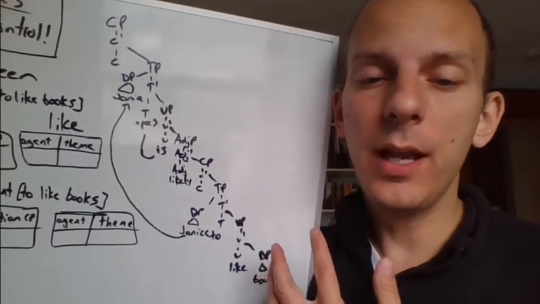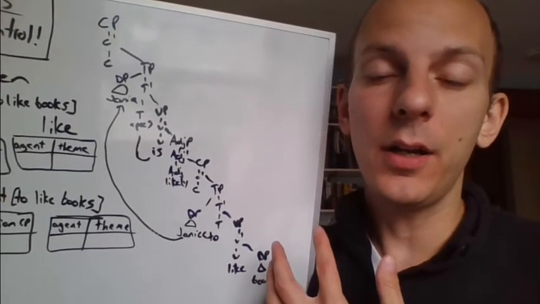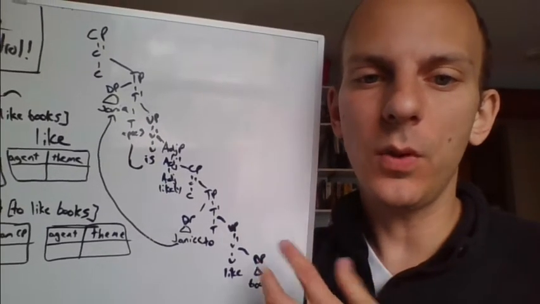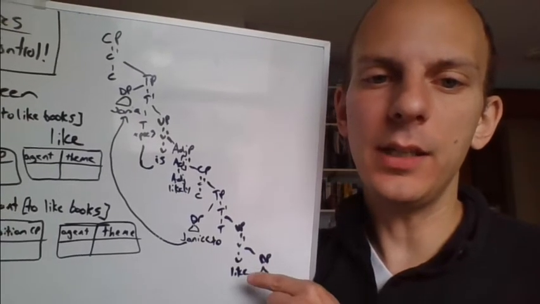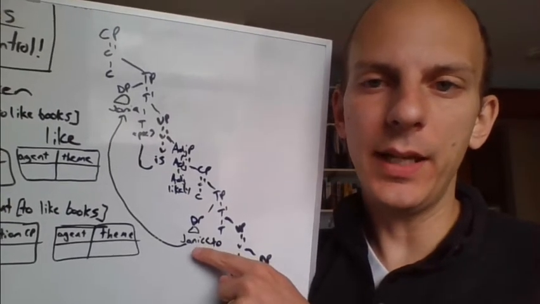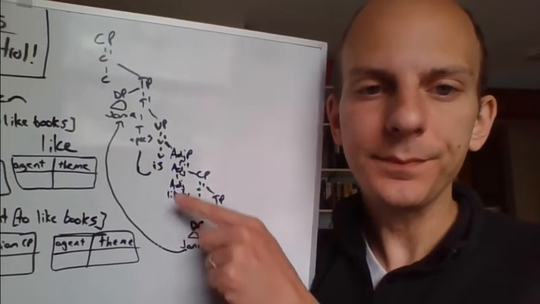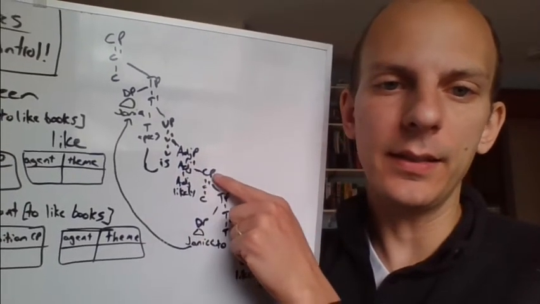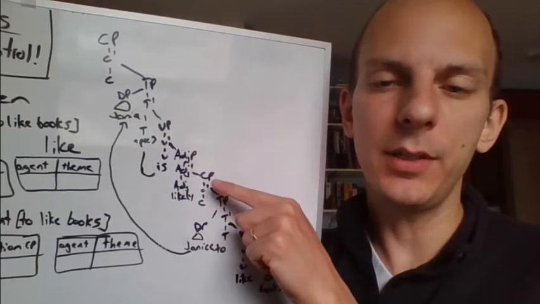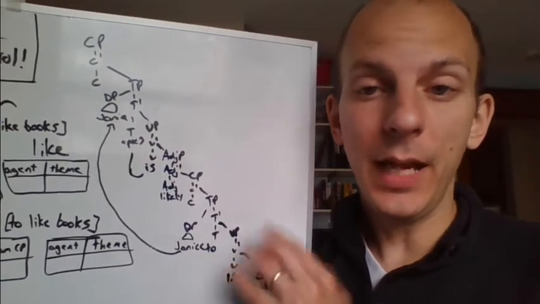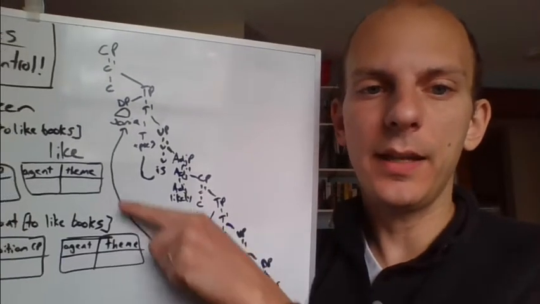And so we see here we have our nice D-structure in which theta roles are assigned. Like is assigning a theta role to books here, its theme, and is also assigning a theta role to Janus, its agent, up here. And is likely is assigning a propositional theta role to this CP right here, also in good proximity. Then, after we've assigned those theta roles, Janus has to move out.